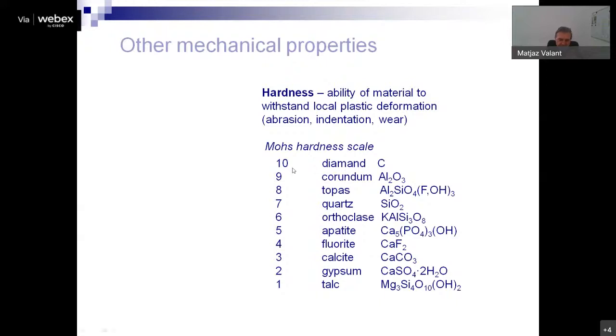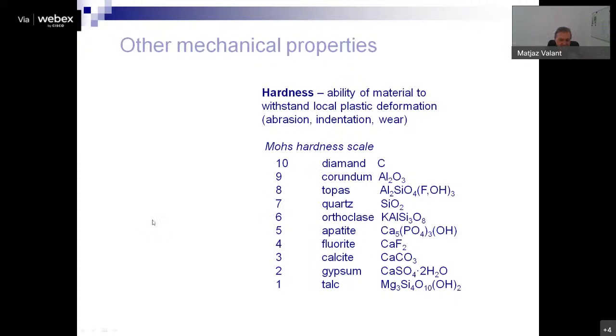In general, we can test the hardness of materials. So the material with a high number should abrade or scratch the material with a low number. So diamond would scratch corundum, and corundum would scratch topaz, but not the other way around.